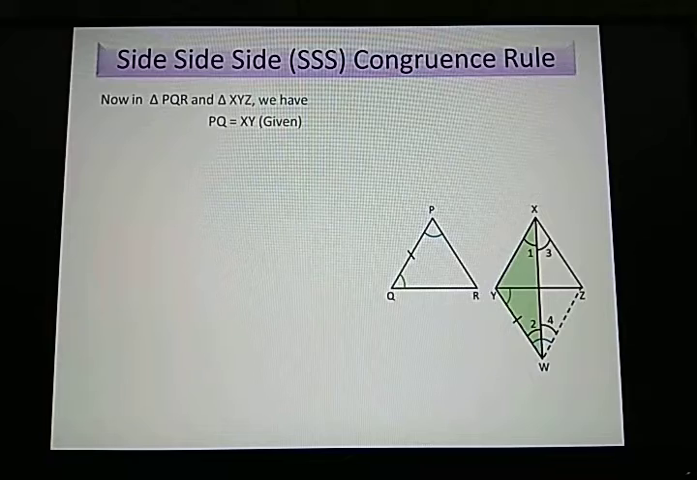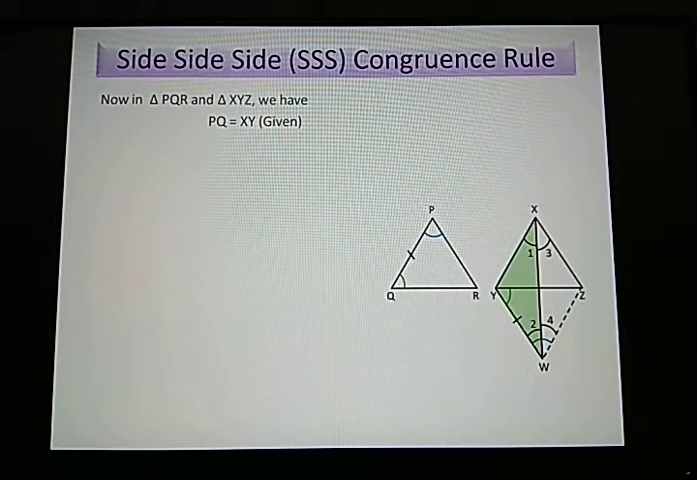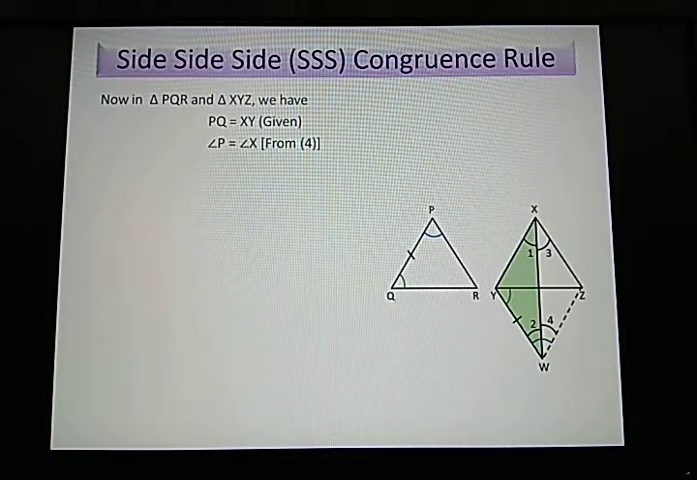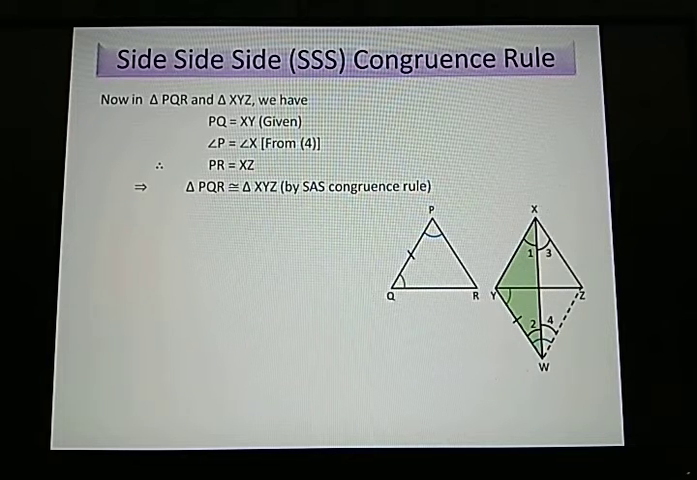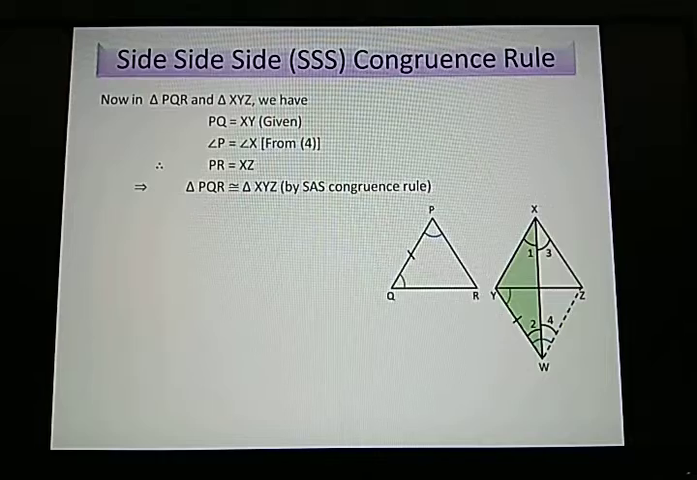PQ equals XY, which is given to us. Then angle P equals angle X. This we also got just now from equation 4. Then PR is equal to XZ. That is also given to us. So now we can say that triangle PQR is congruent to triangle XYZ by the side angle side congruence rule.